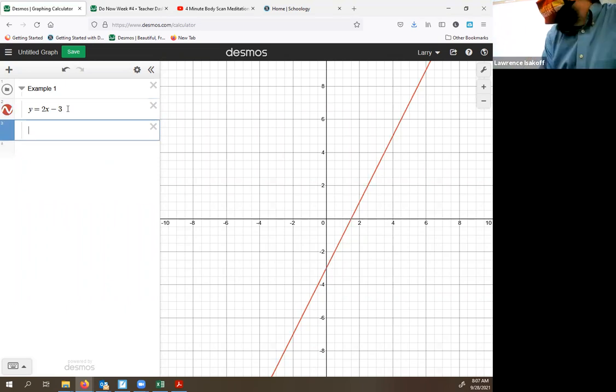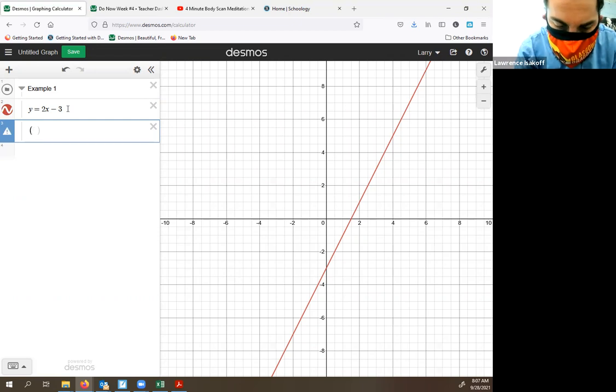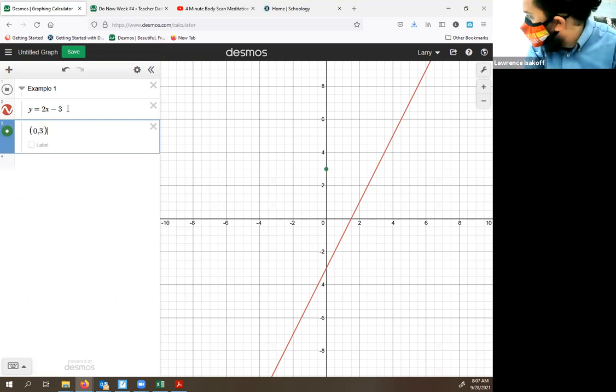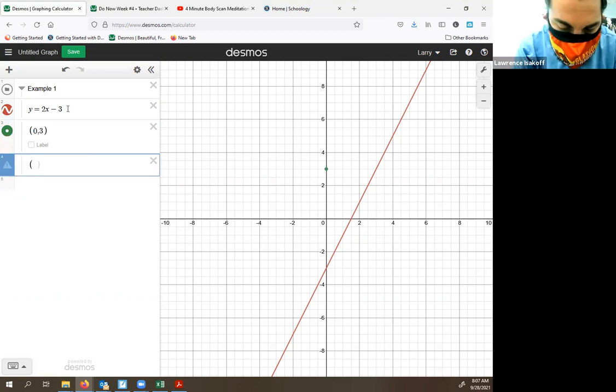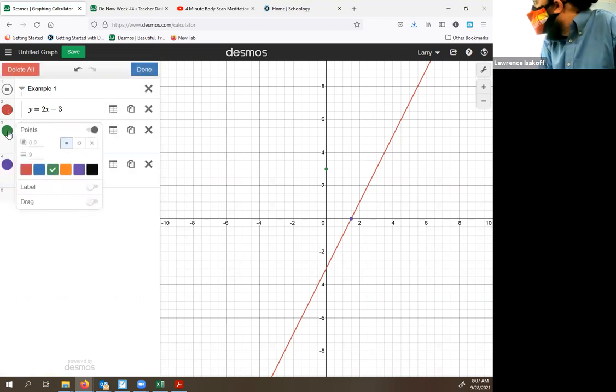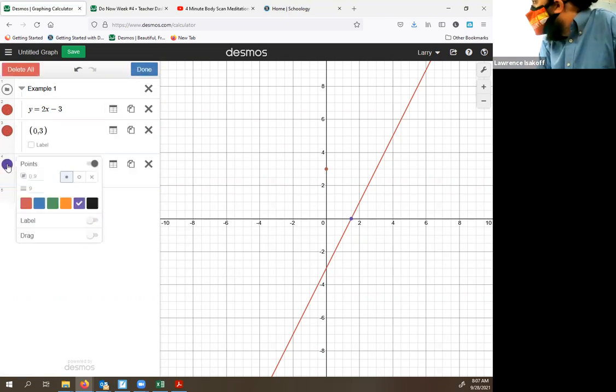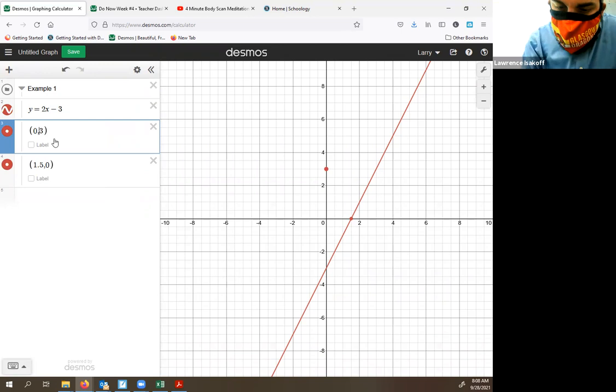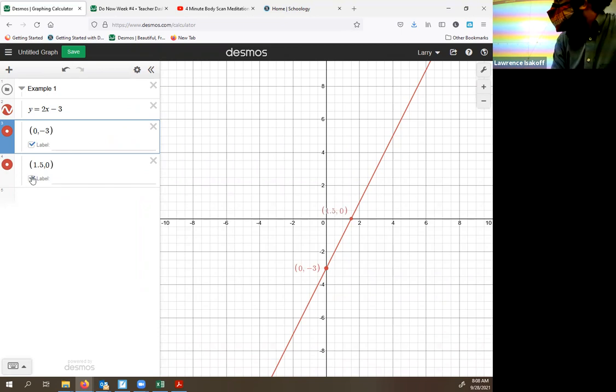So what I'm going to do is just quickly plot those points. 0, comma 3, and I have the point 1.5, comma 0. Again, I'm going to change those colors quickly to red. Oh, I said +3, not -3. So I can quickly label those. I'm showing you there are 2 critical points for you to graph.